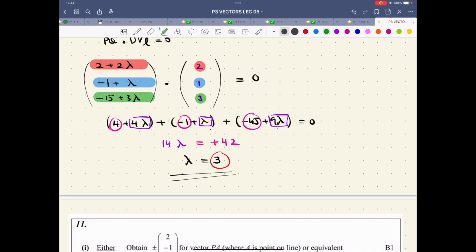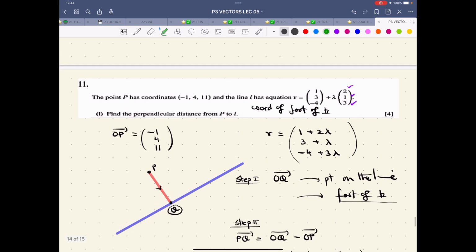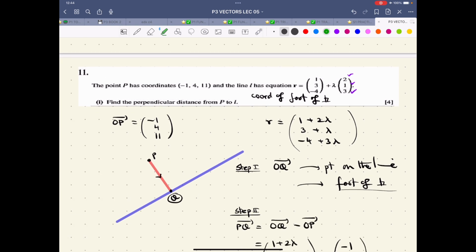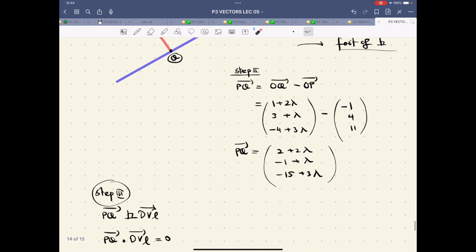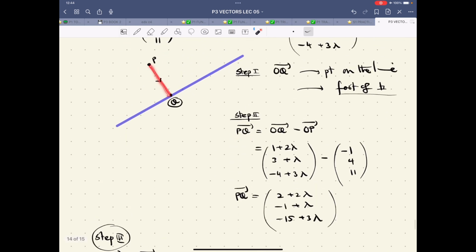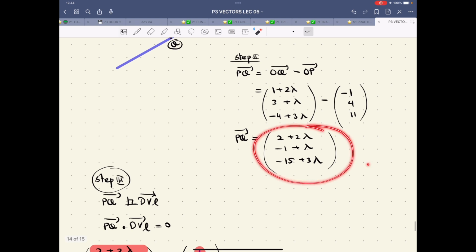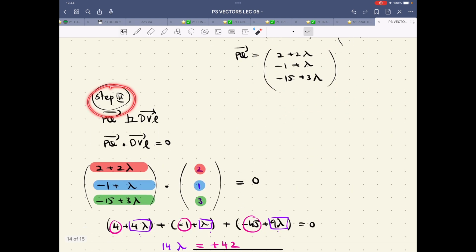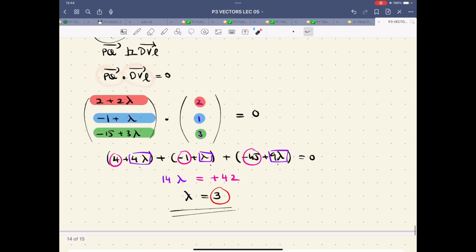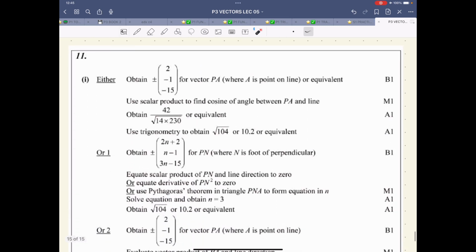So now let's complete the question. The first 3 steps are done. Let's go through them once again. The first thing is that you draw a diagram and you write down the coordinates of the foot of perpendicular, which I have labeled as OQ, by expanding the equation. The second step is find PQ. That is OQ minus OP, and this is what we get. Third step, PQ is perpendicular to the line. The dot product of PQ and the direction vector is 0. That gives us lambda equals 3.